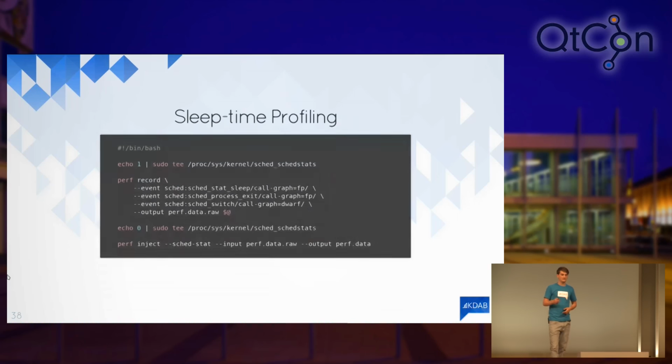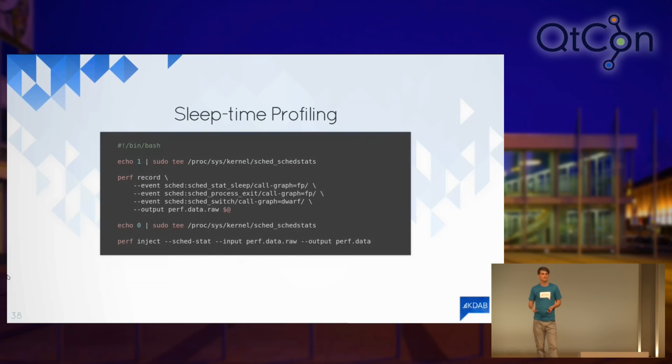And with these, you can build the mouthful of a perf command. So first of all, you need to enable the scheduler statistics. Another thing you need to know is that somewhere in procfs or sysfs in the kernel there's a sched_schedstats file since recently. You need to enable that one, otherwise you will not get any of these events.